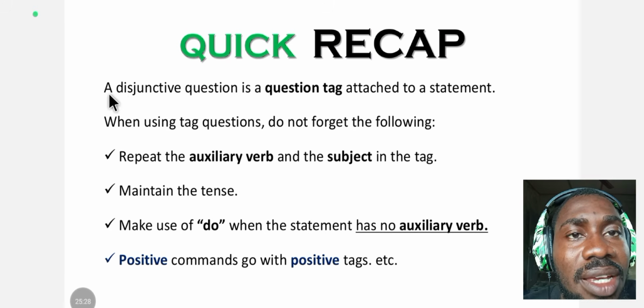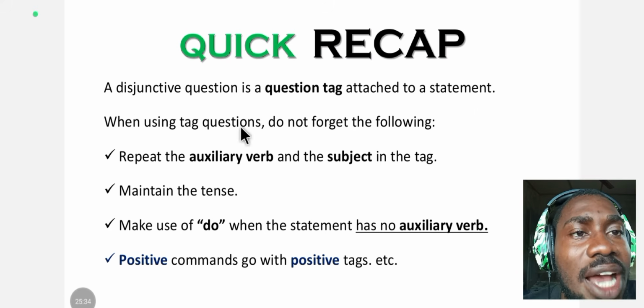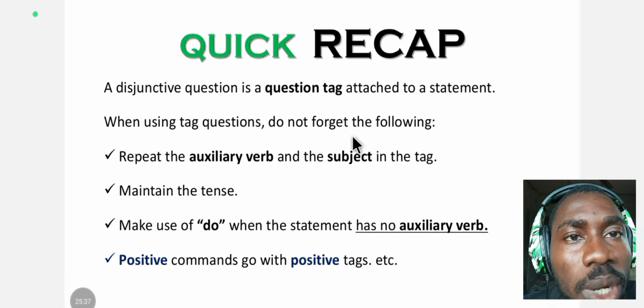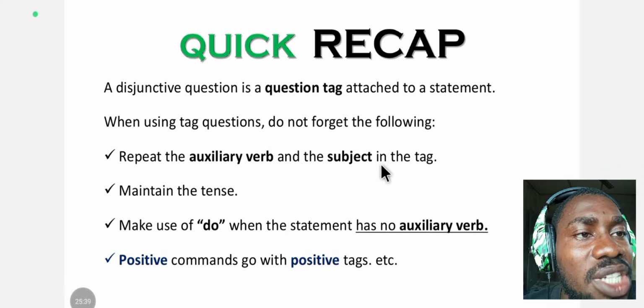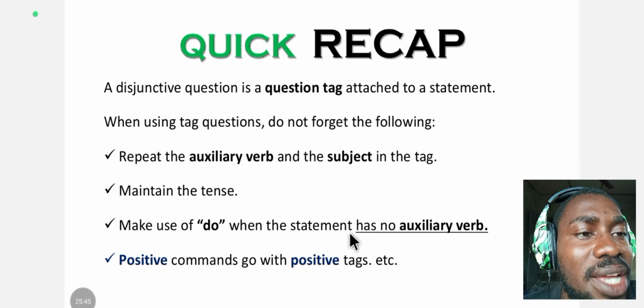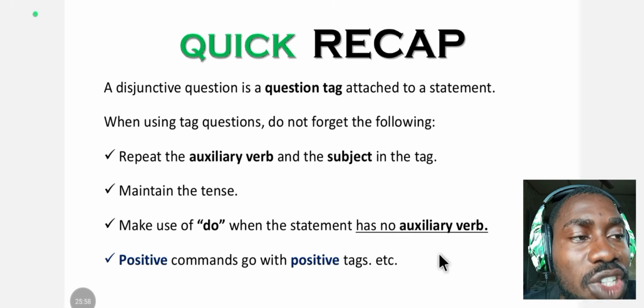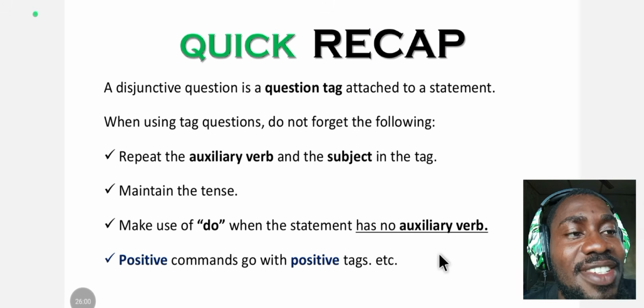A quick recap of this lecture: a disjunctive question is a tag question attached to a statement. When using tag questions, do not forget the following. Repeat the auxiliary verb and the subject in the tag. Maintain the tenses. Make use of do when the statement has no auxiliary verb. Positive commands go with positive tag, and so on and so forth. Remember the 8 rules of disjunctive or tag questions.